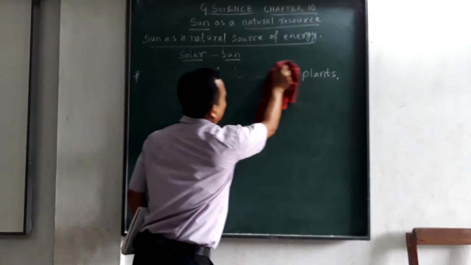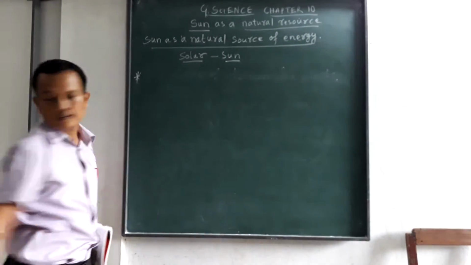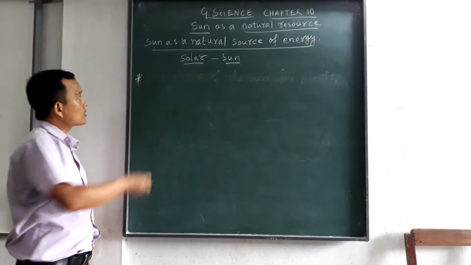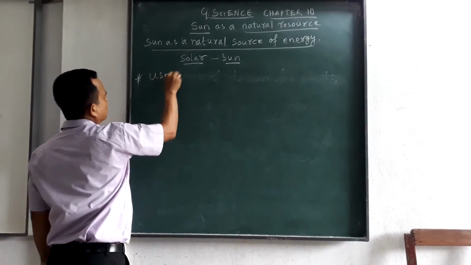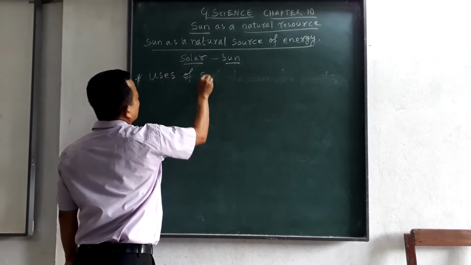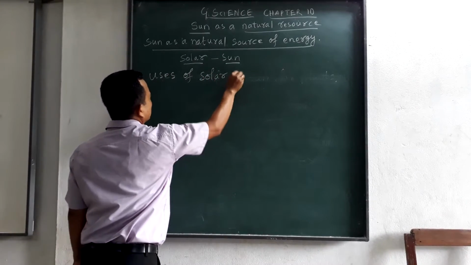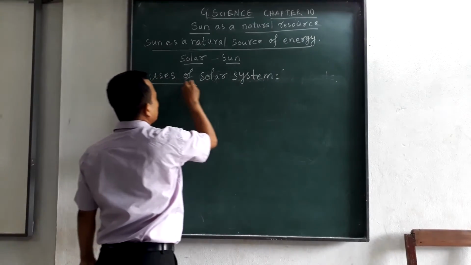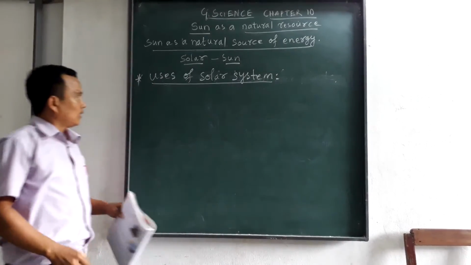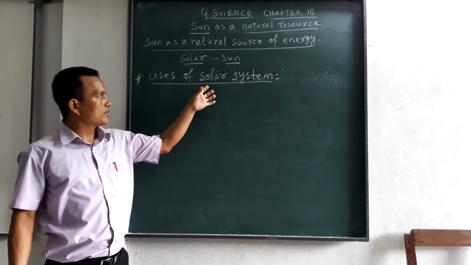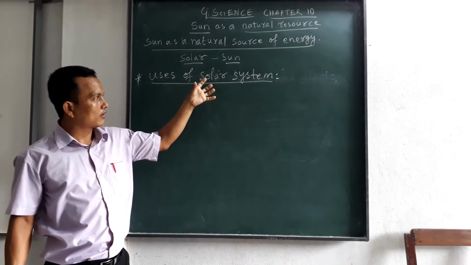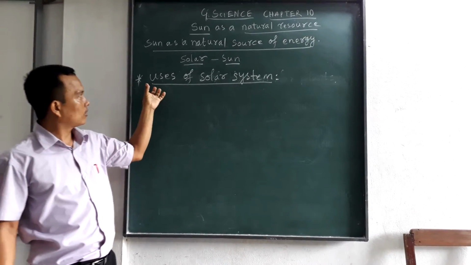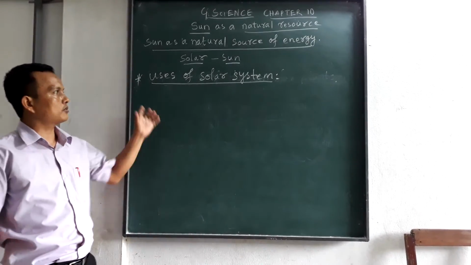Now let us come to the other point, that is uses of solar energy. You see, children, we already know the solar energy is the energy that is available from the sun. So how do we use this solar energy, and in what way? Let us see.